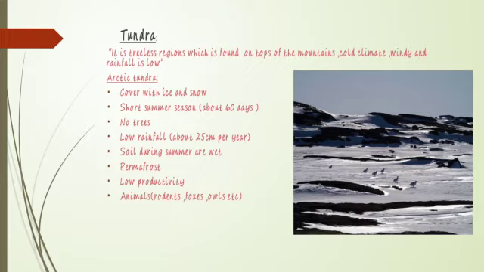Arctic tundra: its characteristics include that it is covered with ice and snow. It has a short summer season of about 60 days. It contains no trees. Its rainfall is very low, about 25 cm per year. Soil during summer is wet. Permafrost layers are formed there. Low productivity. Animals include rodents, foxes, owls, etc.